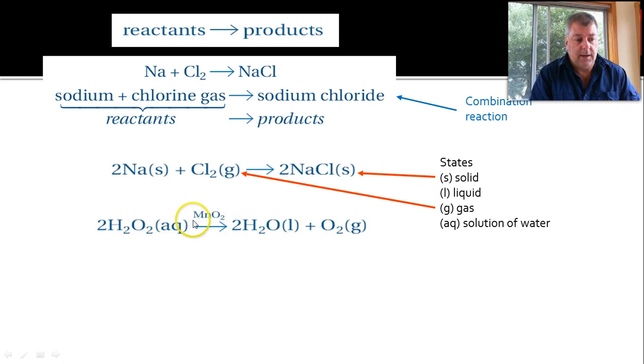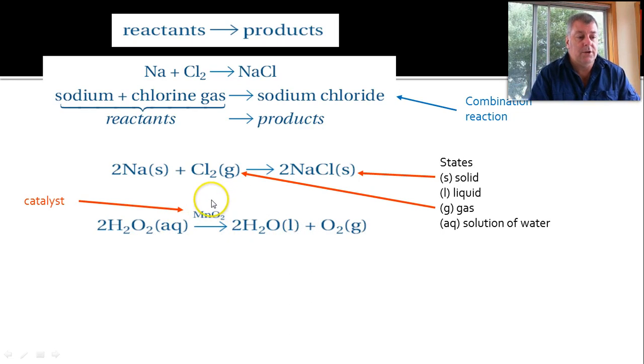Now this little guy here, which is magnesium oxide, it's referred to as a catalyst. And what a catalyst does is it assists in the reaction occurring and aids the reaction to occur faster, but doesn't get consumed in the reaction. So it sits up here above the arrow because it's not actually involved in the reaction. It just assists the reaction occur.